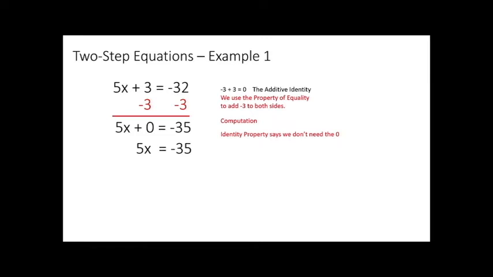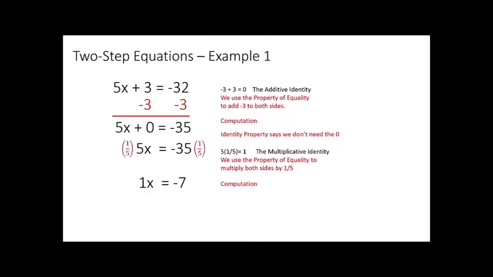Now I'm back to a single-step equation that is based on multiplication. I have this times 5. I don't want to have a times 5. I want to get rid of that and make it into a 1. The easiest way to make that into a 1 is to multiply it by its multiplicative inverse. What times 5 equals 1? 1/5. That's the multiplicative inverse. Once again, same typo. I have to go back and clean that up. So I multiply both sides by 1/5. Computation says 5 times 1/5 is 1, -35 times 1/5 is -7, and then this multiplicative identity says I don't need the times 1, which gives me a solution of x equals -7.